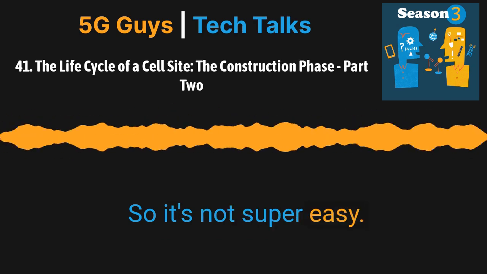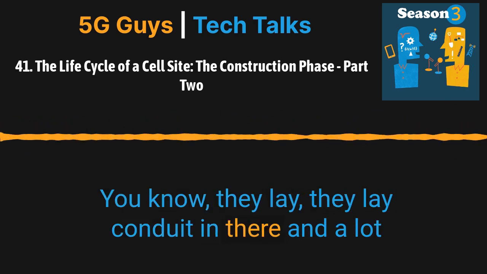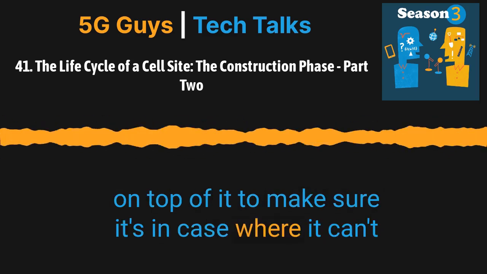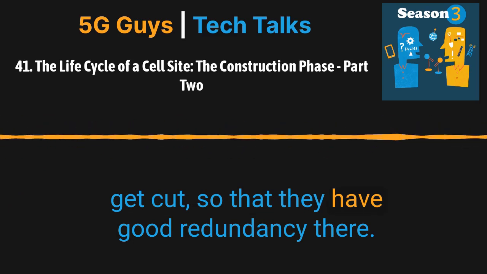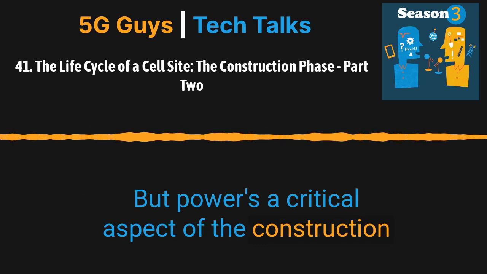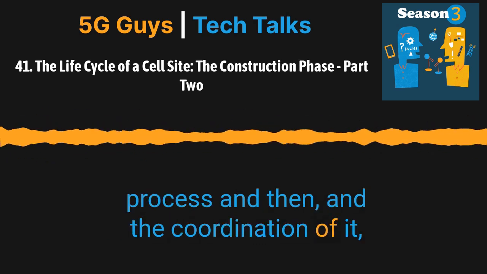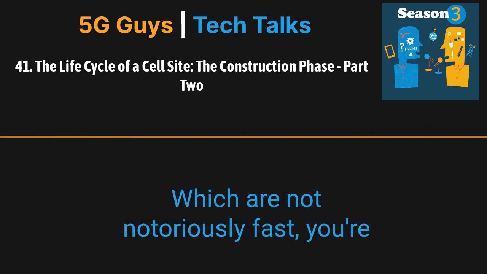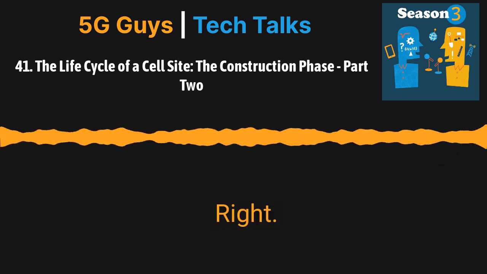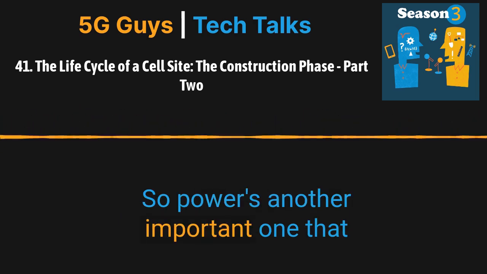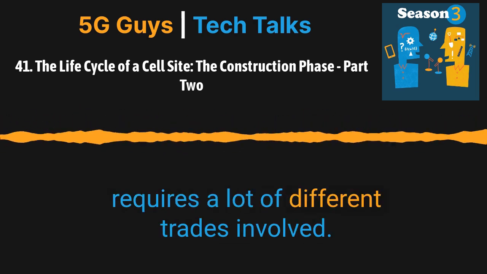So it's not super easy. They lay conduit in there, and a lot of times they mark it and they may pour concrete on top of it to make sure it's encased where it can't get cut, so that they have good redundancy there. But power is a critical aspect of the construction process. And then in the coordination of it, you're now coordinating with the utility, which is not notoriously fast in getting anything done, right? And you have to coordinate that with the delivery of the site. So power is another important one that requires a lot of different trades involved.